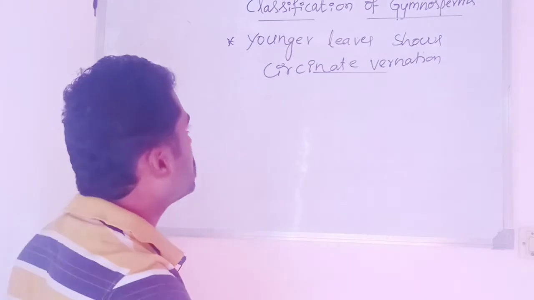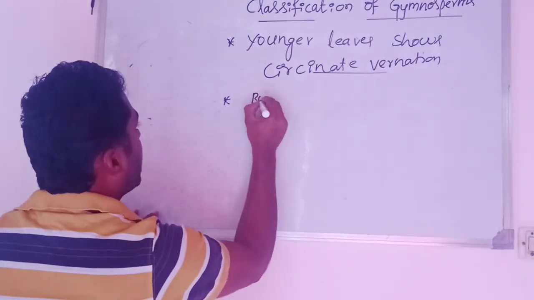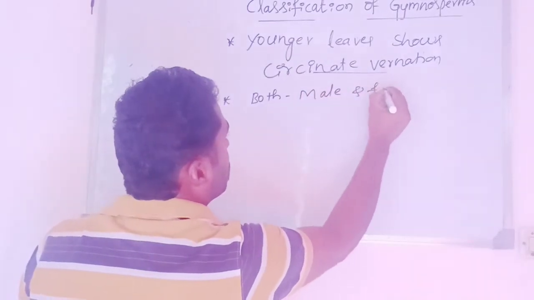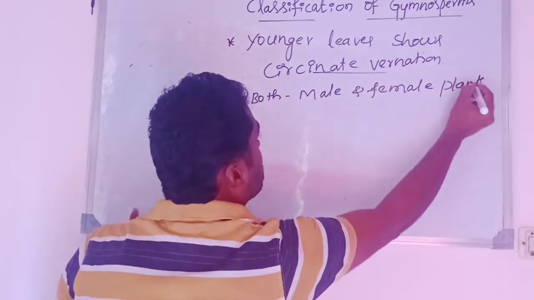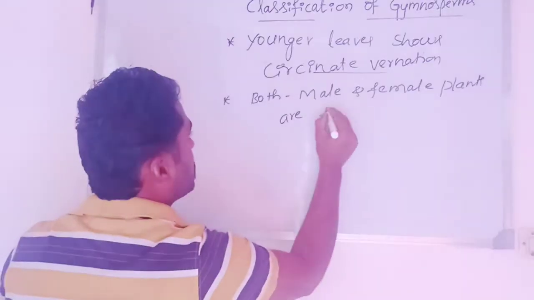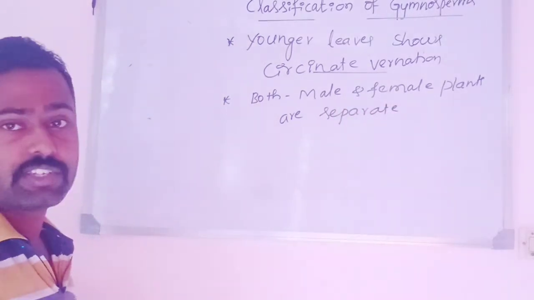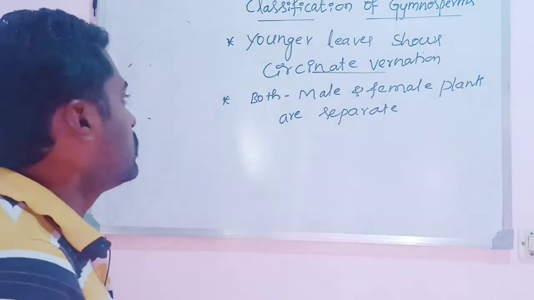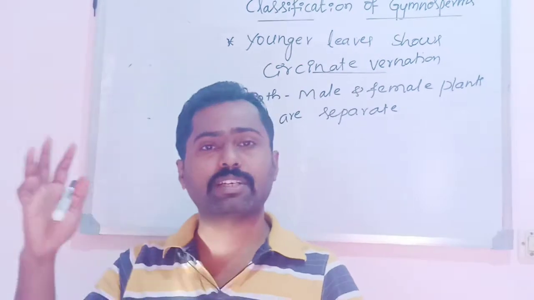They show circinate vernation. Then both male and female plants are separate. It means the plant is dioecious in nature. Dioecious means male and female plants are separate.